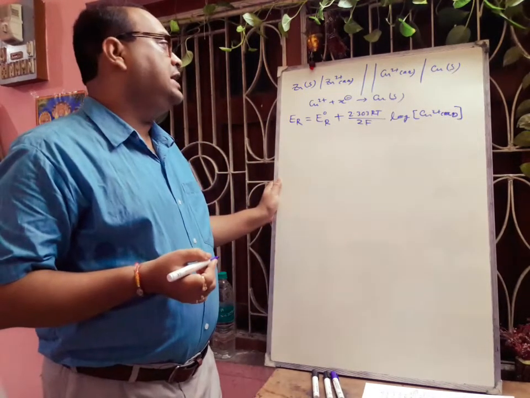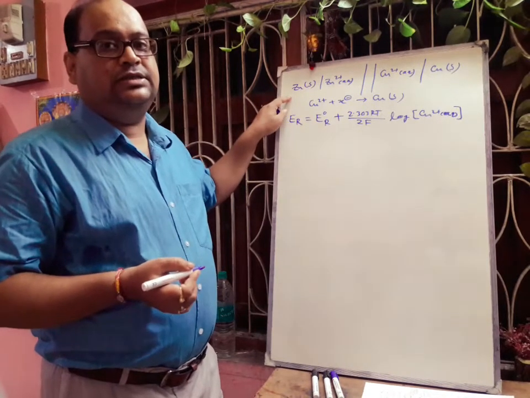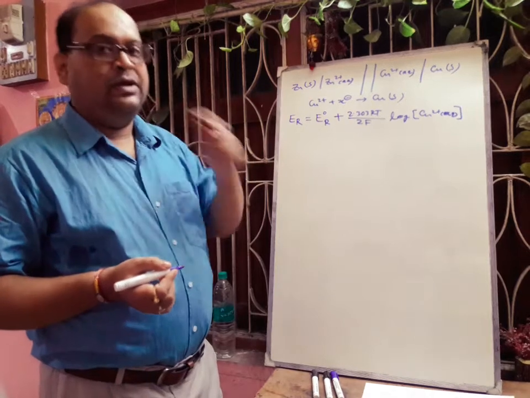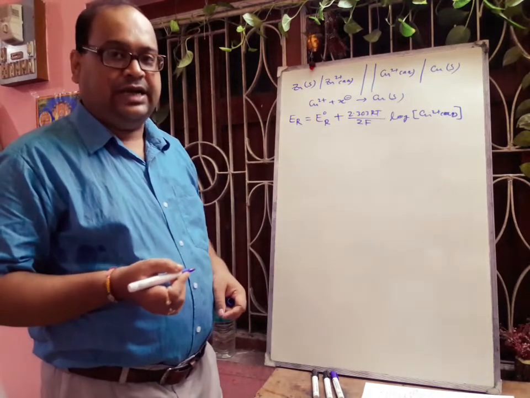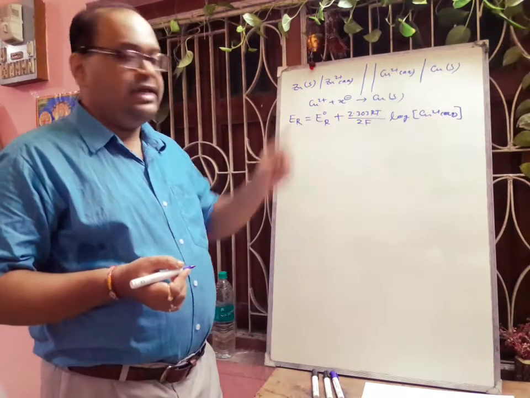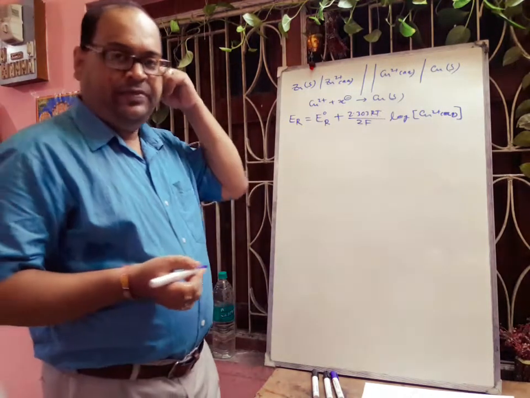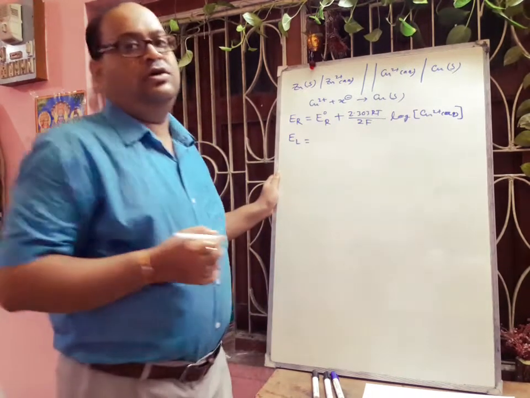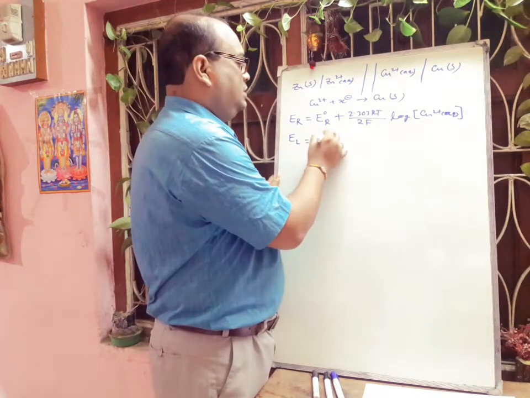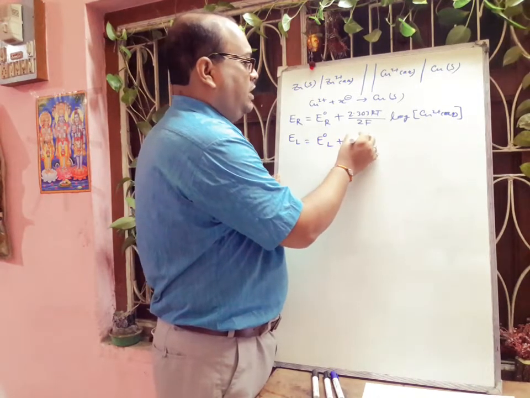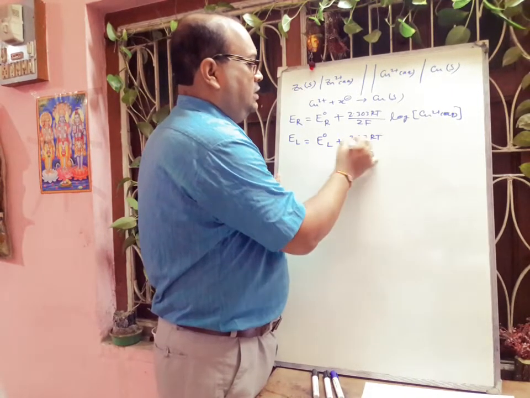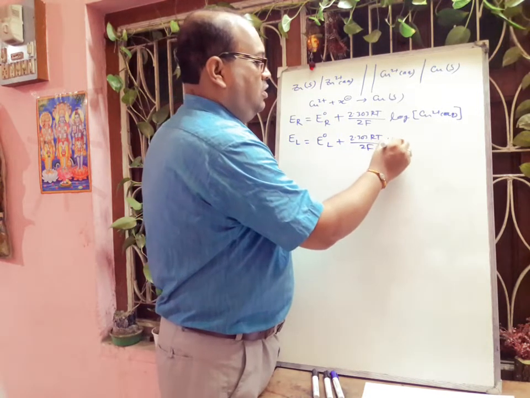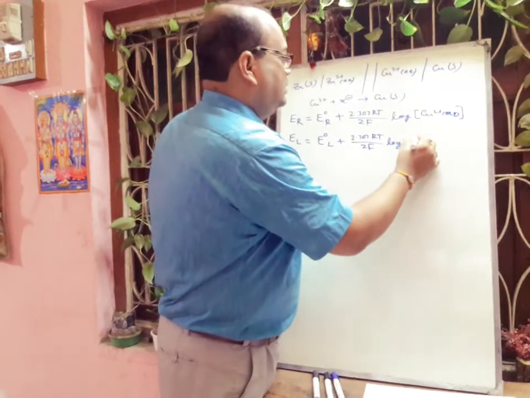Now, if we consider the left one, here also we will consider the reduction. Actually, here zinc is forming Zn2+, but when we write this reaction, we will consider the reduction. That means Zn2+ taking 2 electrons forming zinc solid. So here E_L, the electromotive force of this left hand half cell electrode, will be E0_L plus 2.303 RT by 2F log concentration of Zn2+ aqueous.